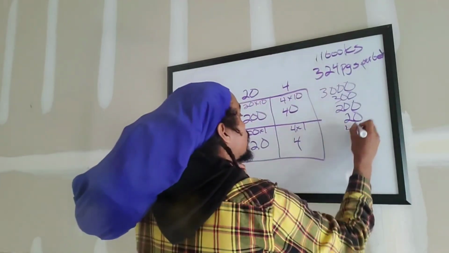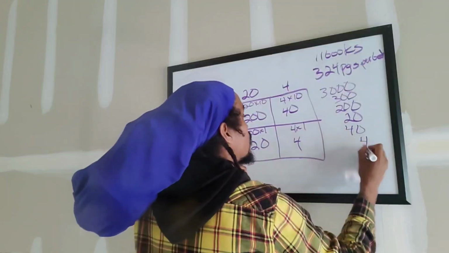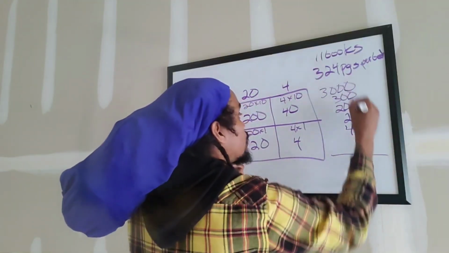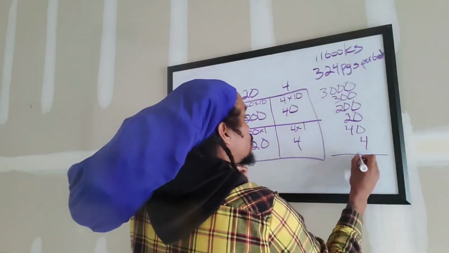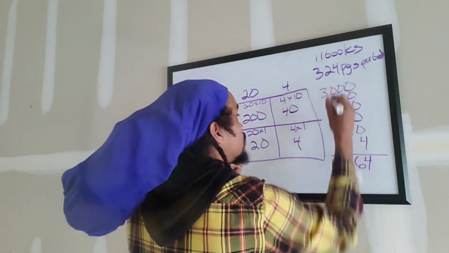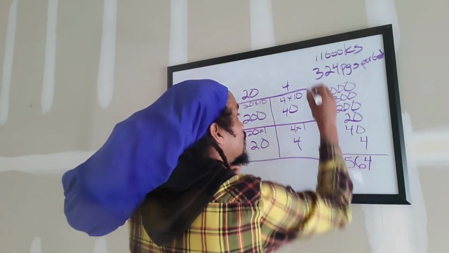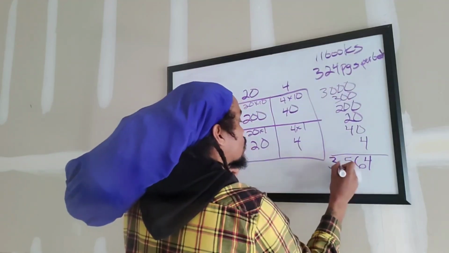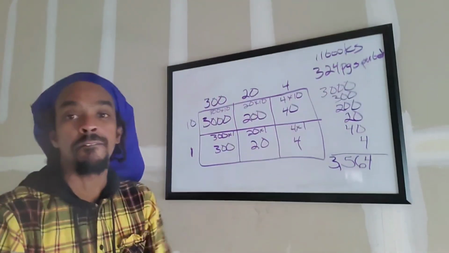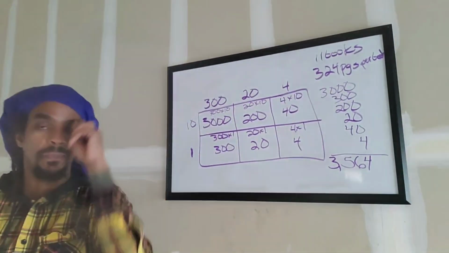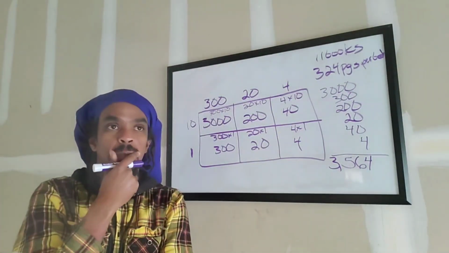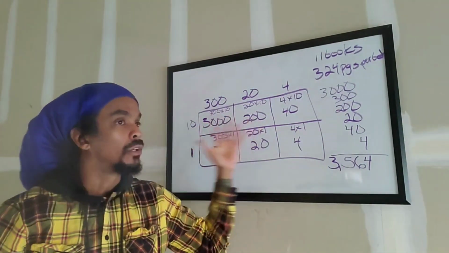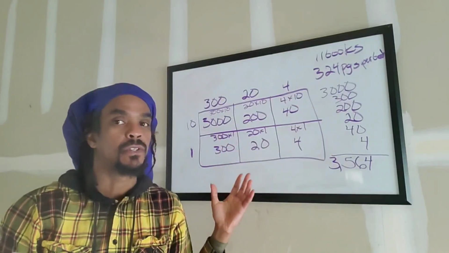All right, so we got those. Now, plus 40, and then plus 4. So here we go. 4 is the only thing in the ones place. 4. 4 and 2, which is 6. 3 and 2, which is 5. Then we got 3. So our answer is 3,564.